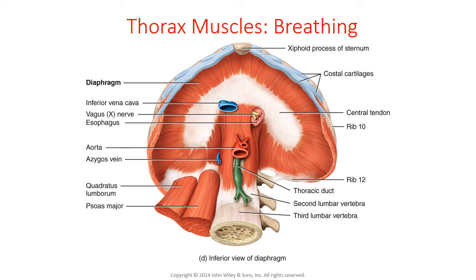So again, when we have full relaxation, the diaphragm balloons upwards superiorly. When it actually contracts, the central tendon pulls on all the muscle fibers and helps pull it down inferiorly to help expand the rib cage.